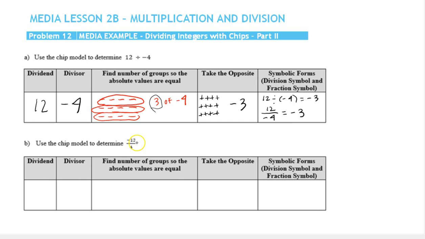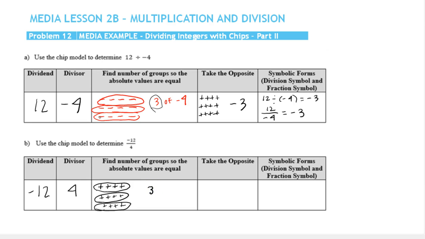And one last one, -12 divided by 4. So now our dividend is negative and our divisor is positive. So we're going to use the same idea here, it's just that the chips are going to be different in the two places. So we want to build up 12 chips from groups of 4. So there's 1, 2, and 3. Give us a total of 12 chips.